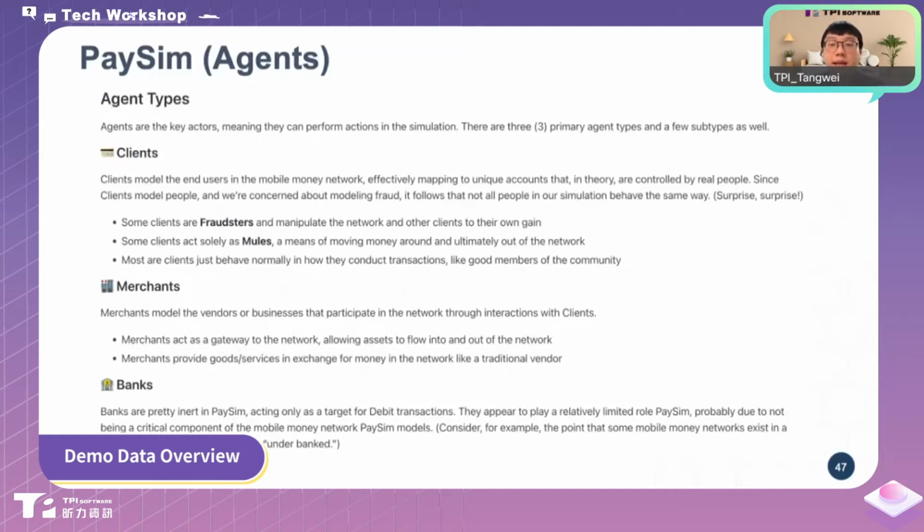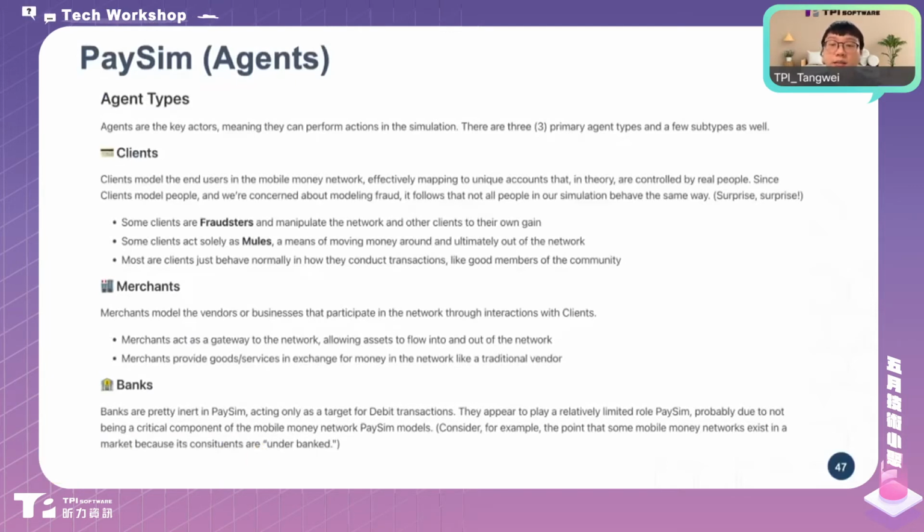In the PaySim dataset, there are two main components, the agents and the transactions. The agents can perform actions in this dataset. There are three types of agents in PaySim. The first one is clients. The clients are the end users in the mobile money network. The clients may be fraudsters or normal customers. The second one is merchants. Merchants are the vendors that participate in the network through interaction with clients. The final one is banks. Banks in this dataset only act as targets for debit transactions.